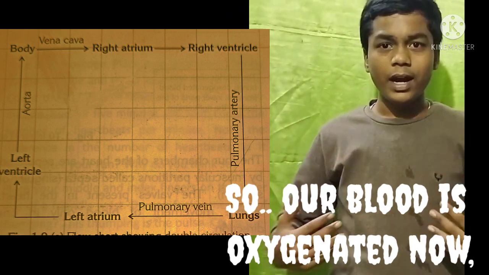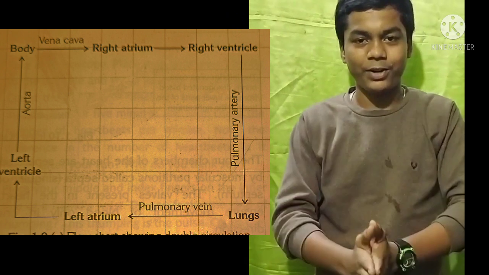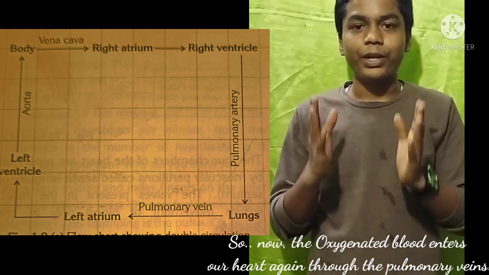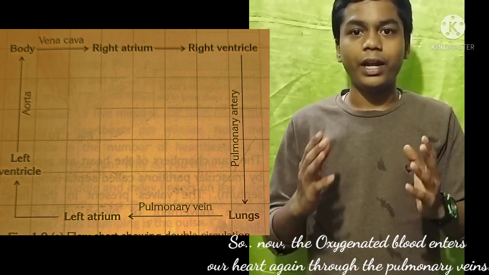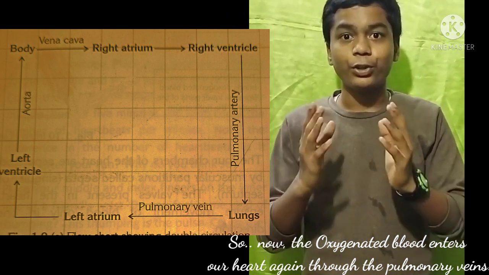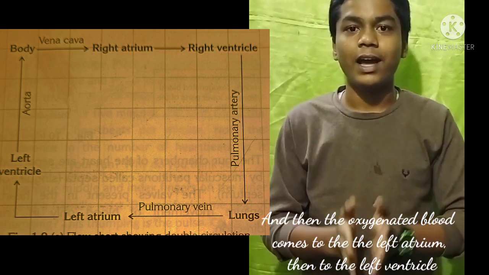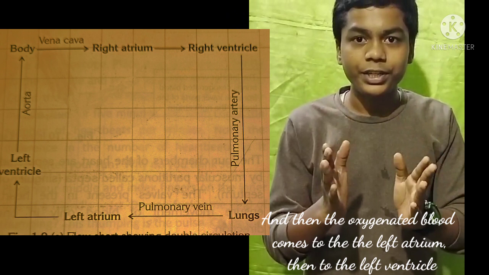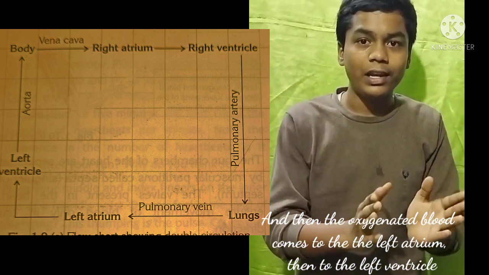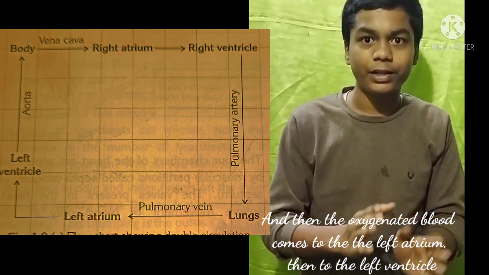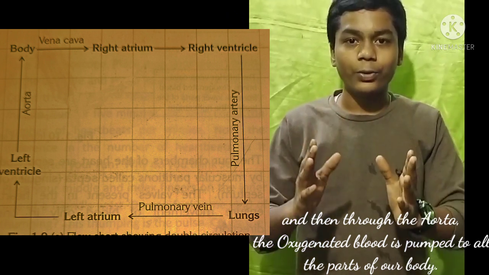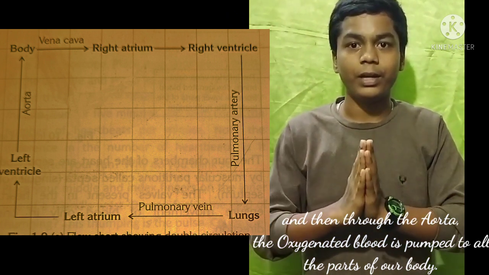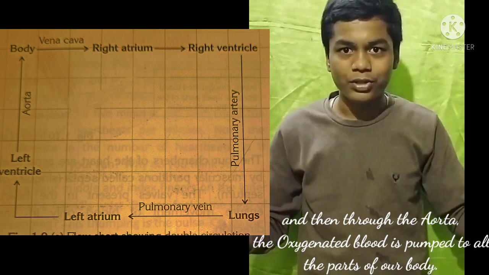So, our blood is oxygenated now. The oxygenated blood enters our heart again through the pulmonary veins, and then the oxygenated blood comes into the left atrium, then to the left ventricle, then through the aorta the oxygenated blood is pumped to all the parts of our body.